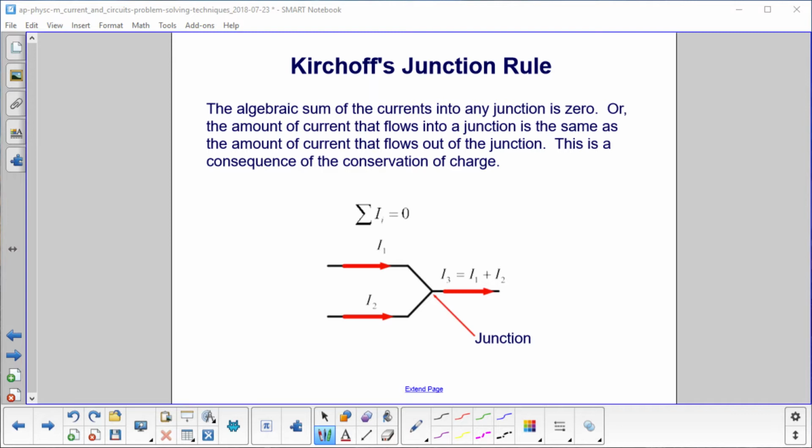Not all circuits are simple series circuits or parallel circuits or have just one battery. In that case, we need to use Kirchhoff's rules to do the circuit analysis. The first one is the junction rule, which is the algebraic sum of the currents into any junction. Here's a junction. It's where a couple currents meet up and become a third. The sum of those currents has to be 0. Another way of saying it is the amount of current that flows into a junction is the same as the amount of current that flows out. This is a consequence of the conservation of charge.